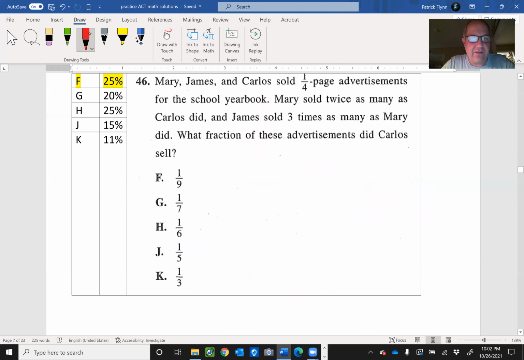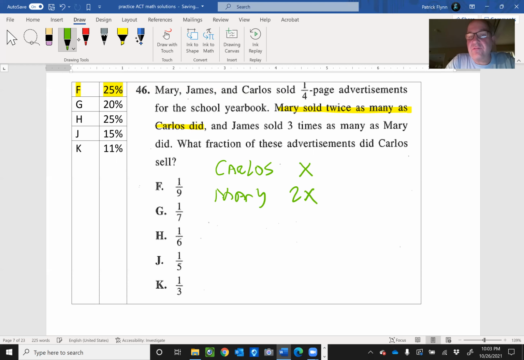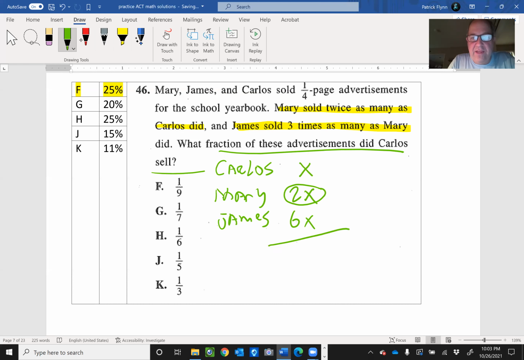Okay, 46. I thought this one was tough, but 25% of people got it right. So maybe it was okay. We got 3 people, right? Now we are told that Mary sold twice as many as Carlos did. So Carlos, I'm not sure how many he sold, but we know that Mary sold twice as many. So I'm going to say 2x. So if Carlos sold x, Mary sold twice as many. And then we're also told that James sold 3 times as many as Mary. So he should be 6x. What fraction did Carlos sell? Well, if we add these up, we get a total of 9x, right? Well, Carlos sold x of them. So what's x over 9x? I think those x's cancel, and we have 1/9. Choice F.